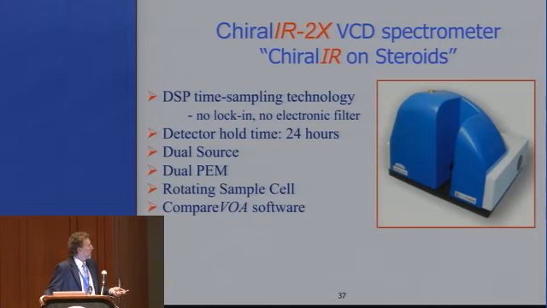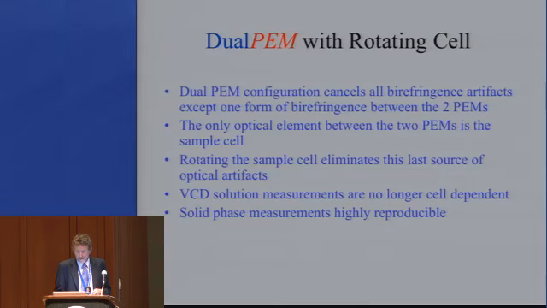There's 2 PEMs, 2 sources. There's a PEM there and a PEM on the other side of the sample, all under one enclosure and a rotating sample cell. So this is just to tell you that if you add a rotating sample cell to the dual PEM setup, you can do solids and get rid of a final source of artifacts.